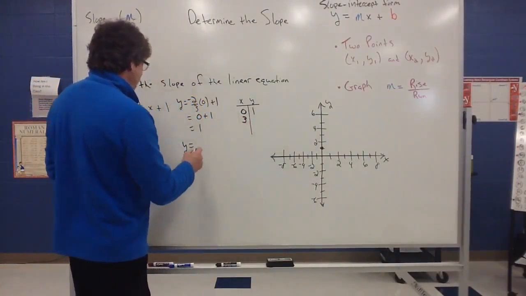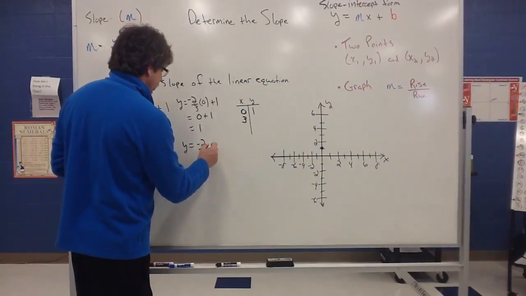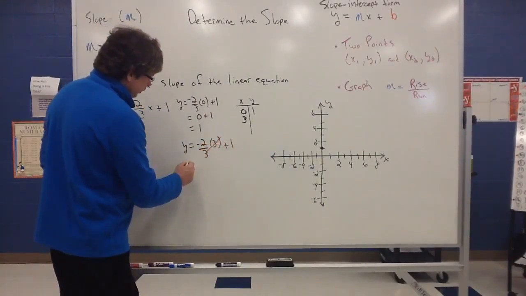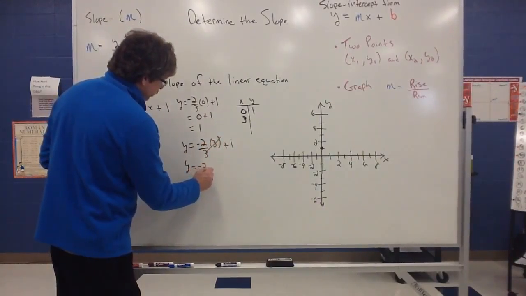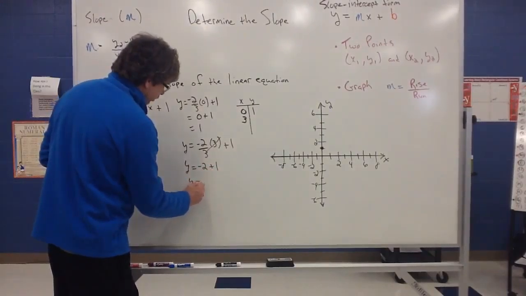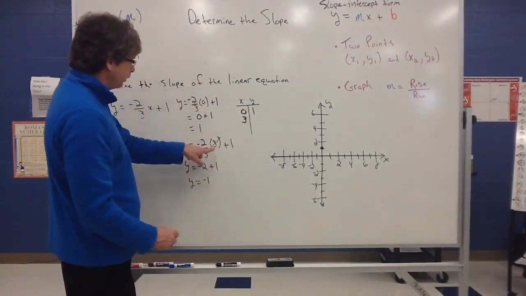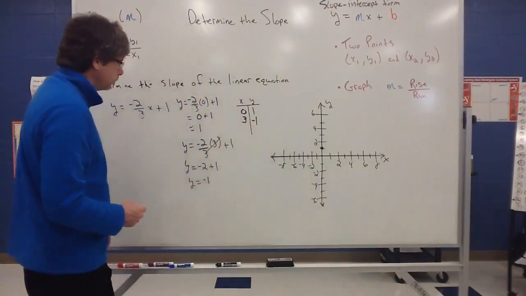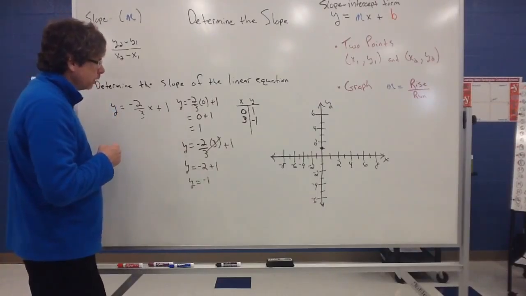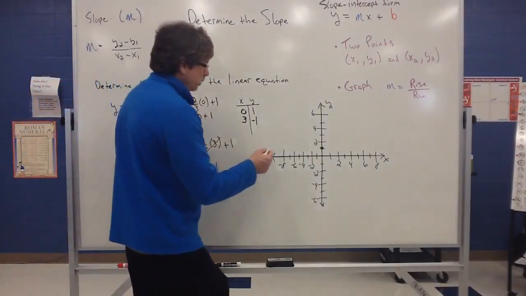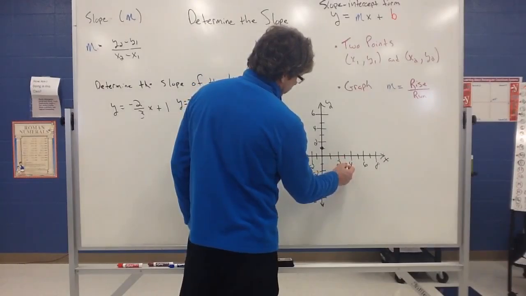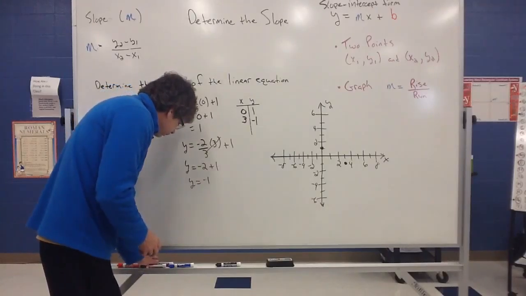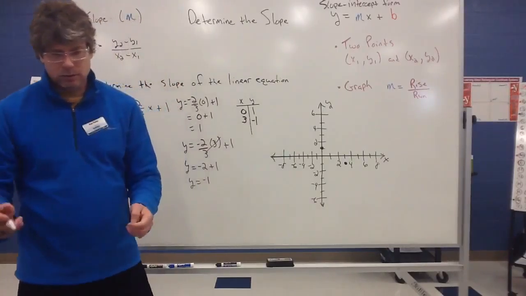So I'm going to have y equals negative 2/3 times 3, and add that 1. Again, these 3's would divide out. y is going to equal negative 2 plus 1, and therefore I would end up with negative 1. So when x is 3, y is negative 1. Okay? So there are my 2 points. So (3, -1) would be located at this spot. So now I could graph the equation.